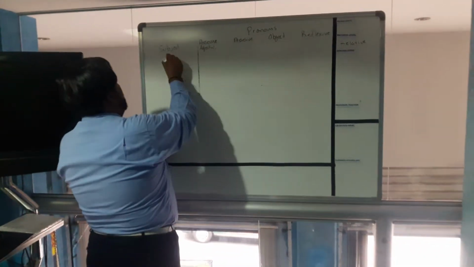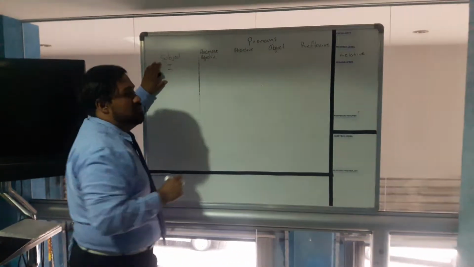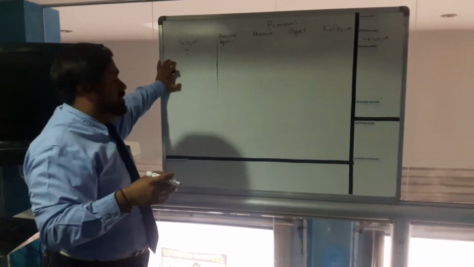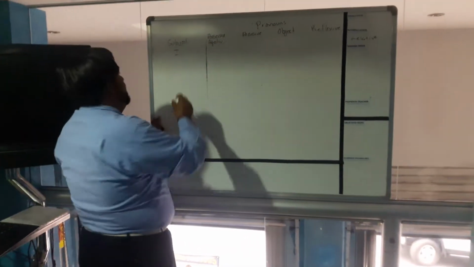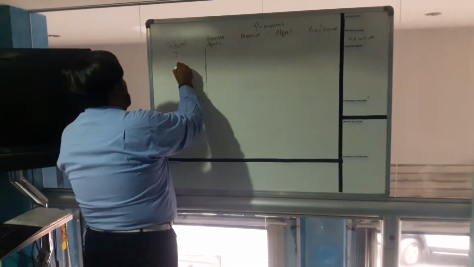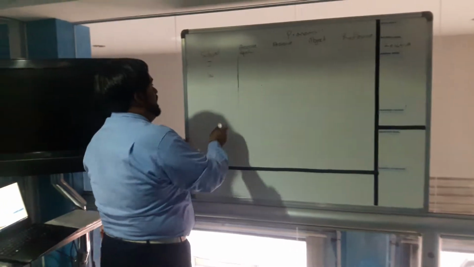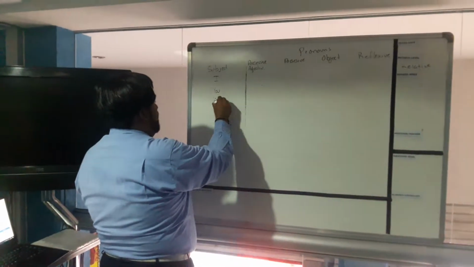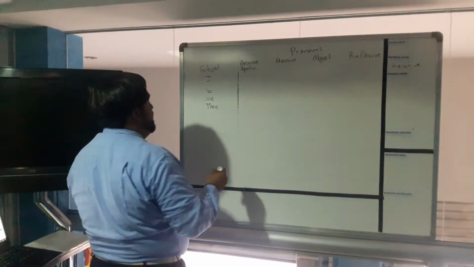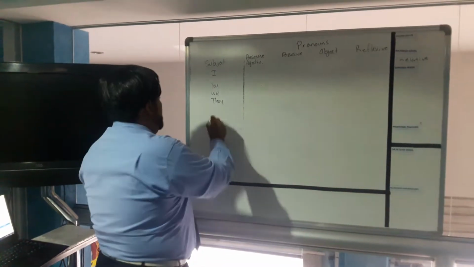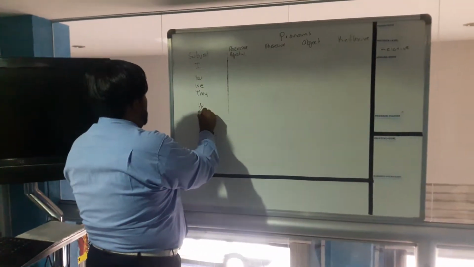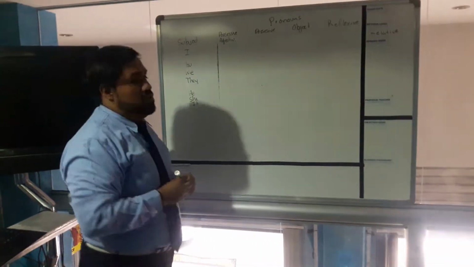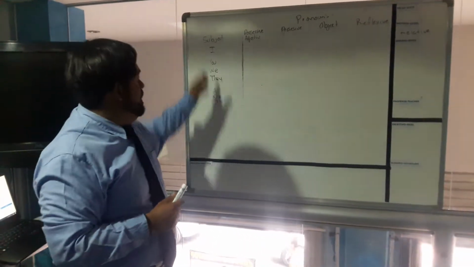Let's start with the subject pronouns. We're going to do it with the first, the second, and the third person in that order. So the first person, remember, is I. The second person are you, we, and they. And the third person are he, she, and it. So for subject pronouns, we have this.